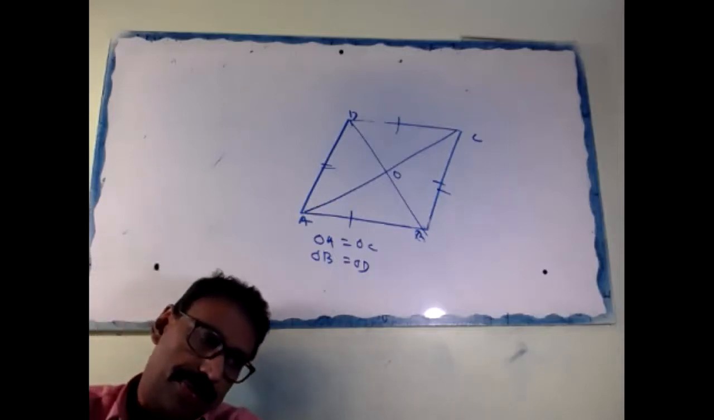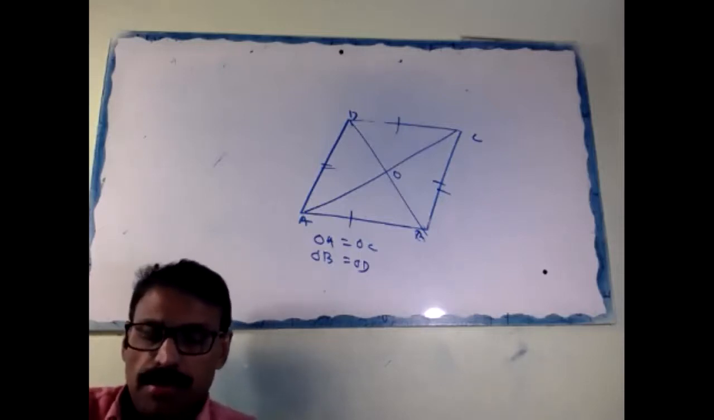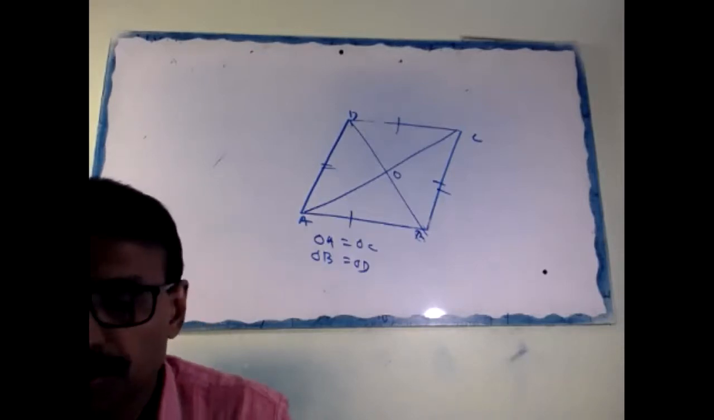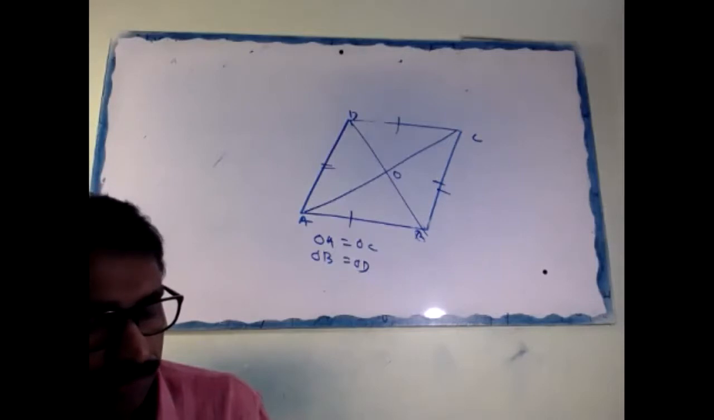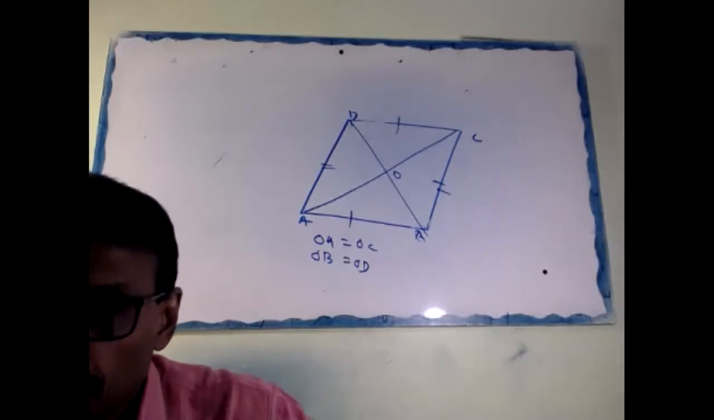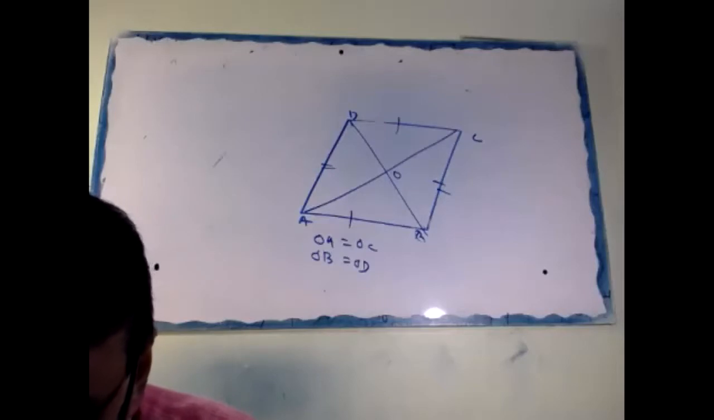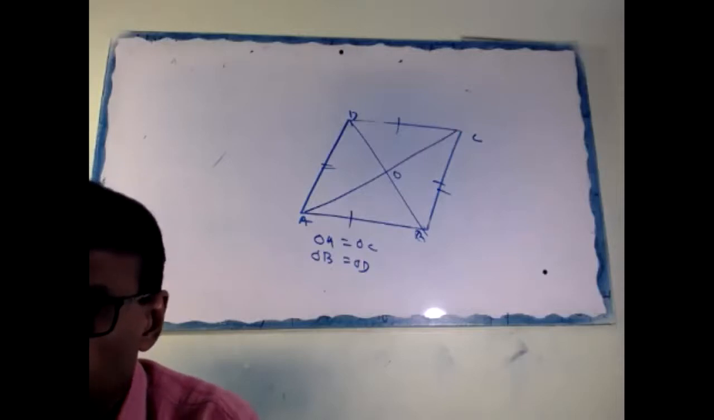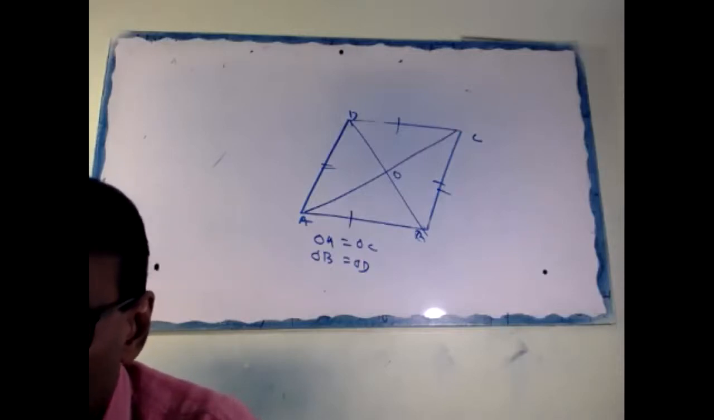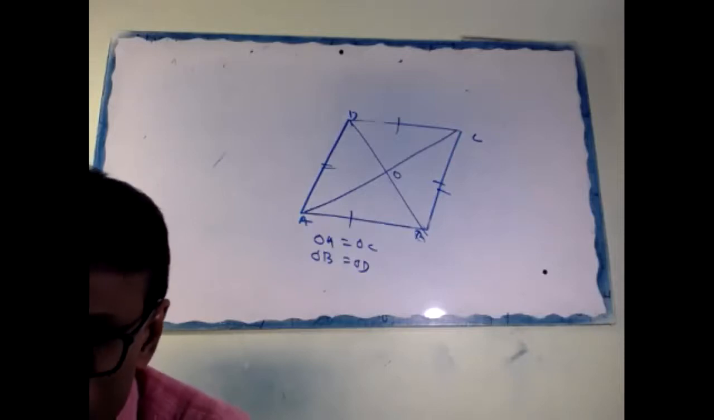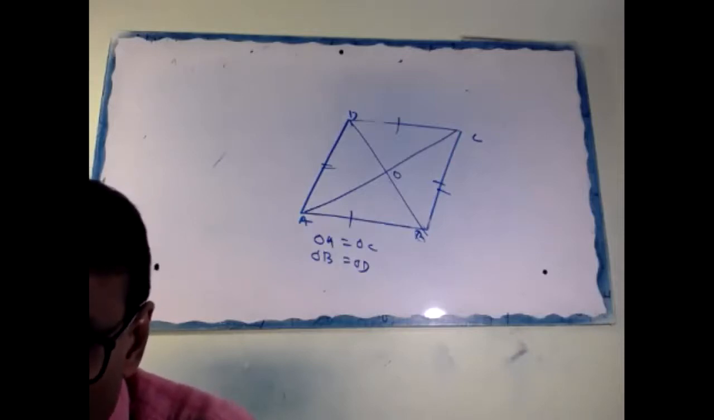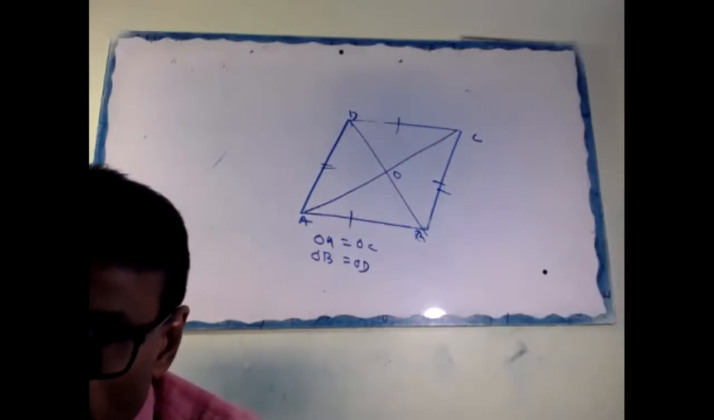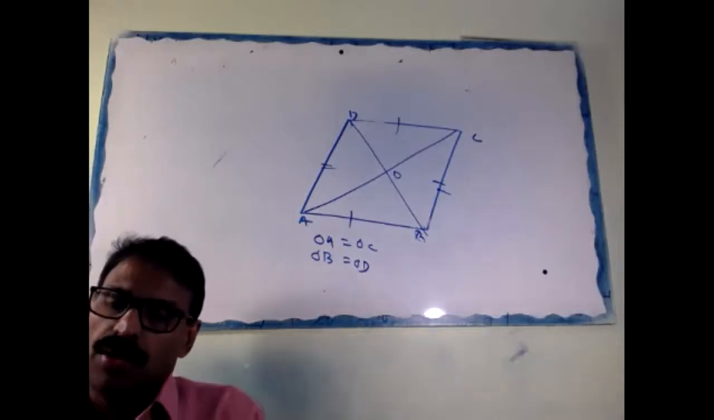Okay, so now listen here. Let's go through all the important properties of a parallelogram. One, opposite sides are equal. Two, opposite sides are parallel. Three, opposite angles are equal. Four, a diagonal divides it into two congruent triangles. Five, diagonals bisect each other. Now we'll discuss one by one.